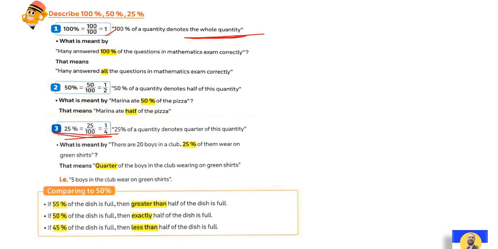طيب if I want to compare to 50% هنلاقي ان ال 55% it's greater than 50. 50% it's exactly half of the dish is full. 45% it means that it's less than half of the dish is full. يبقى 50% this is the half. 55% it's more than half. 45% it's less than half.